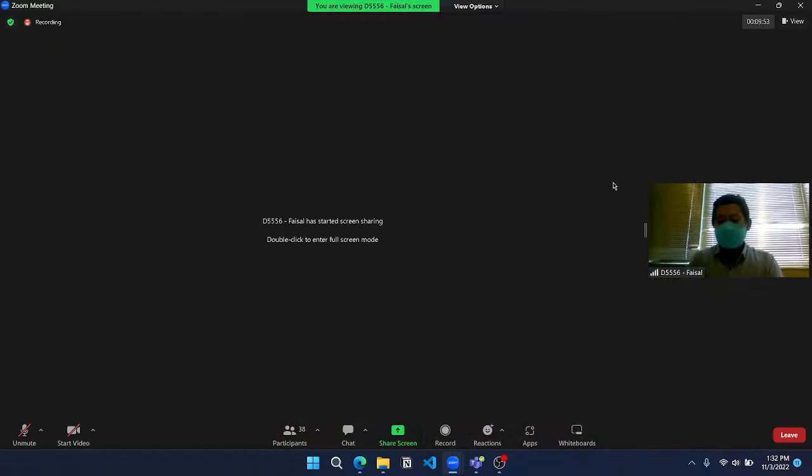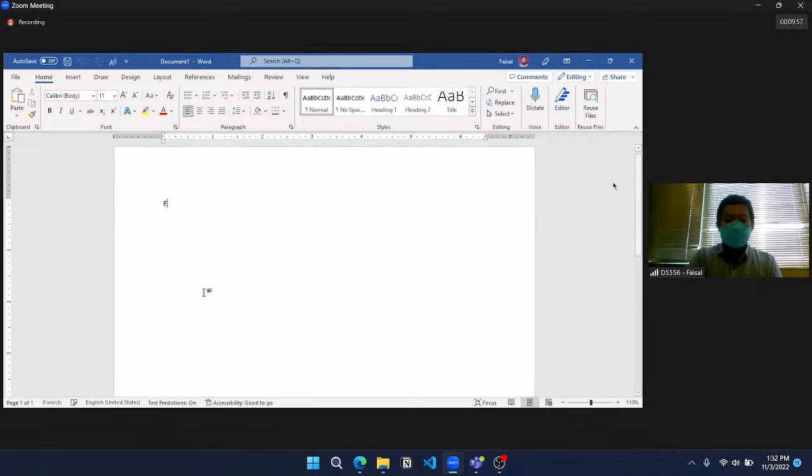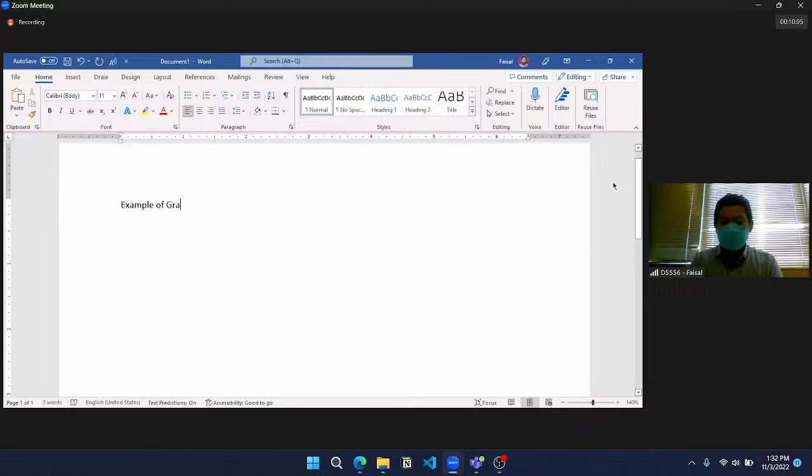Okay, this is the example of the Gram-Schmidt theorem.